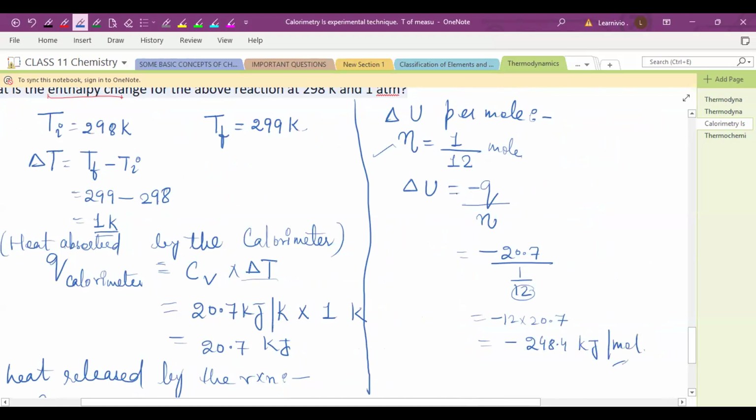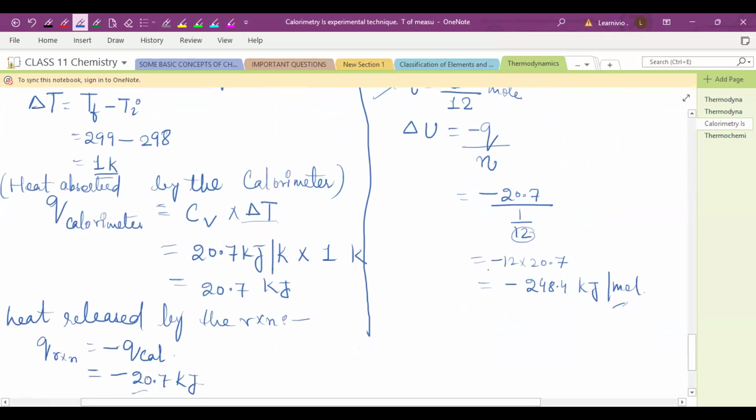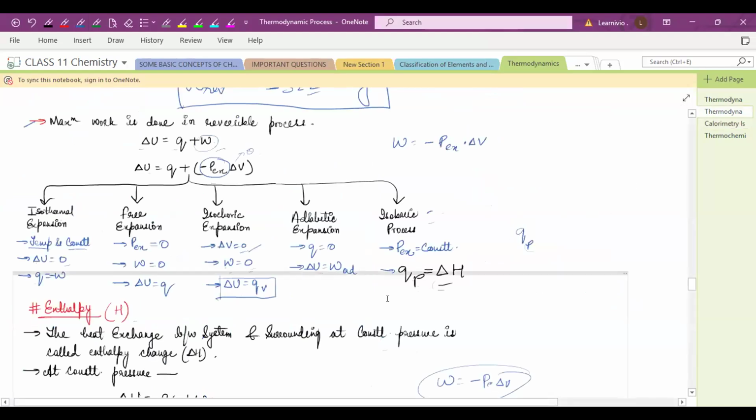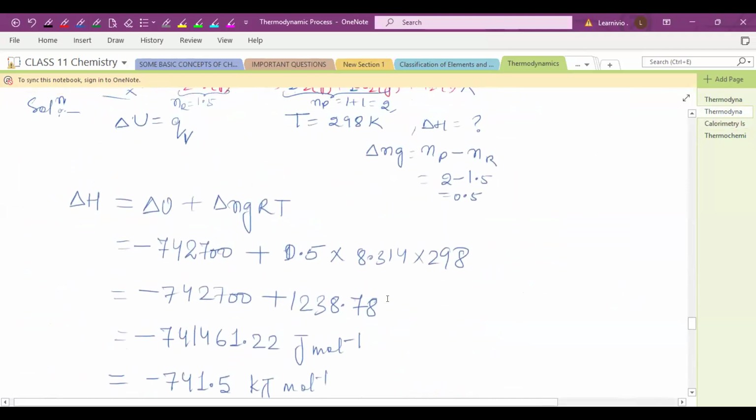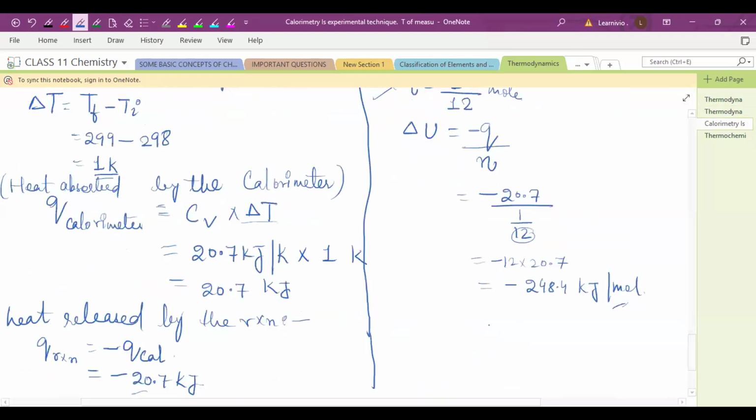But you have to calculate the delta H value. Now, who will tell me what is the relationship between delta H and delta U? Means you guys are not revising the topic. We have already discussed that. Delta H is equal to delta U plus delta Ng RT. So that's the formula.